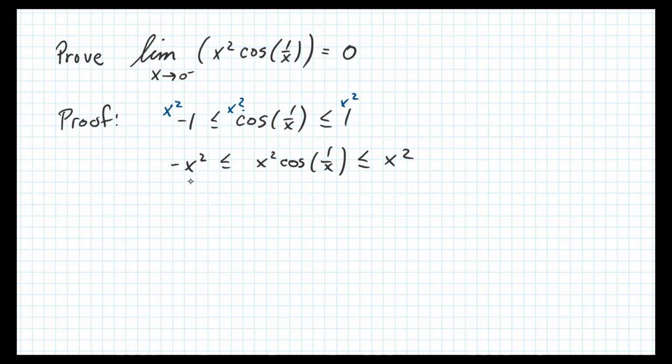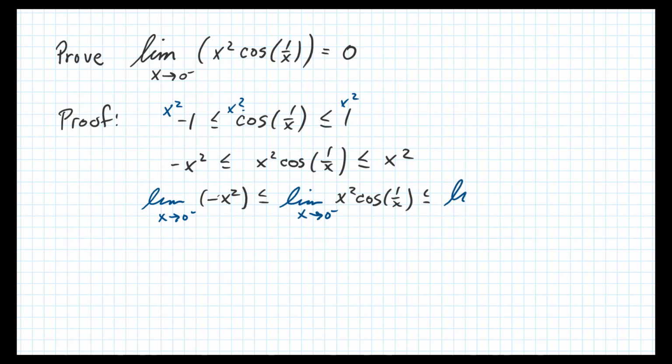Okay, then at this point, I'm going to pass a limit. So we'll take the limit as x approaches 0 from the left, we'll pass that through this inequality. Okay, and that gives us this. Limit as x approaches 0 from the left, less than or equal to the limit as x approaches 0 from the left of x squared. All right, so I passed the limit.